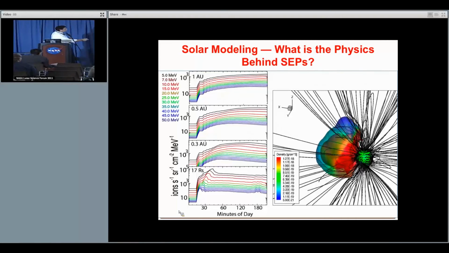We start to worry more and more about very powerful eruptions, galactic cosmic rays.